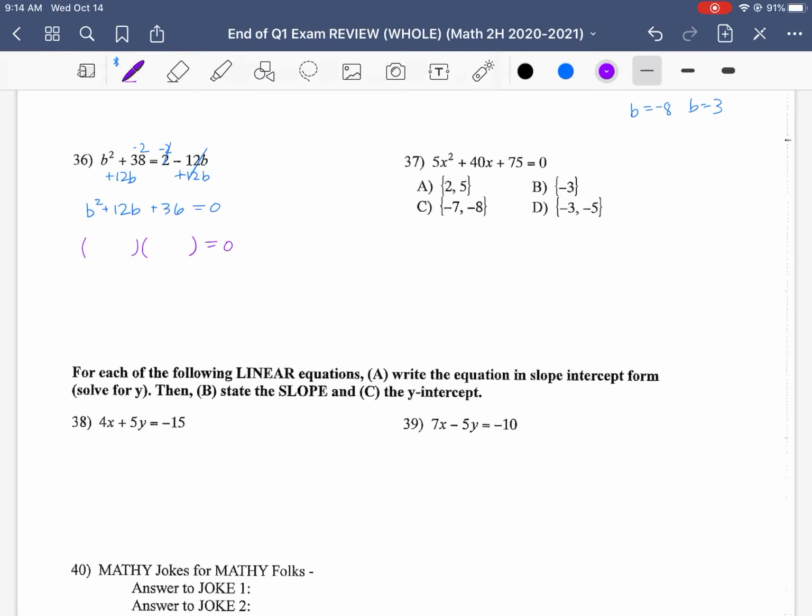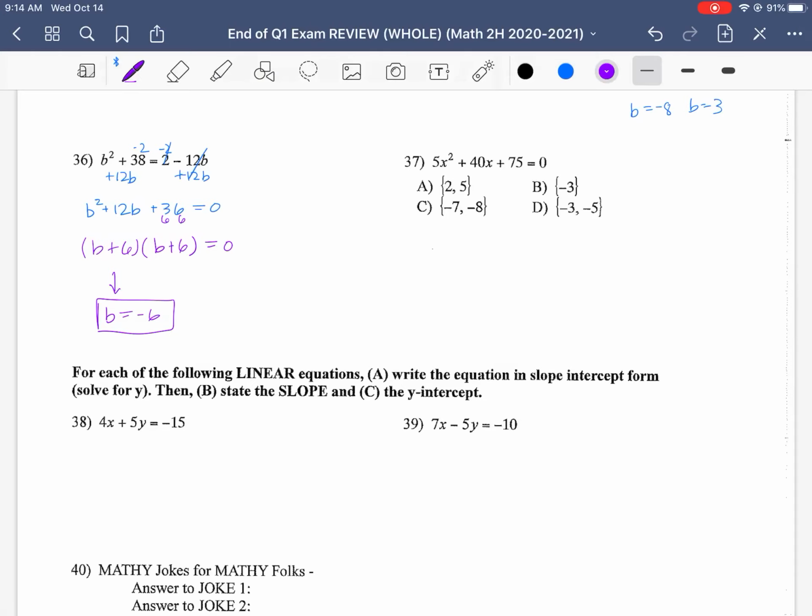We go ahead and factor that. Everything is positive on this. So we have b plus, b plus. Factors of 36 that add to 12 would be like 6 and 6. So in this case, we get b is equal to negative 6. You can write that twice if you'd like to, or once. Doesn't matter. They're the same solution on that one. So that's perfect.